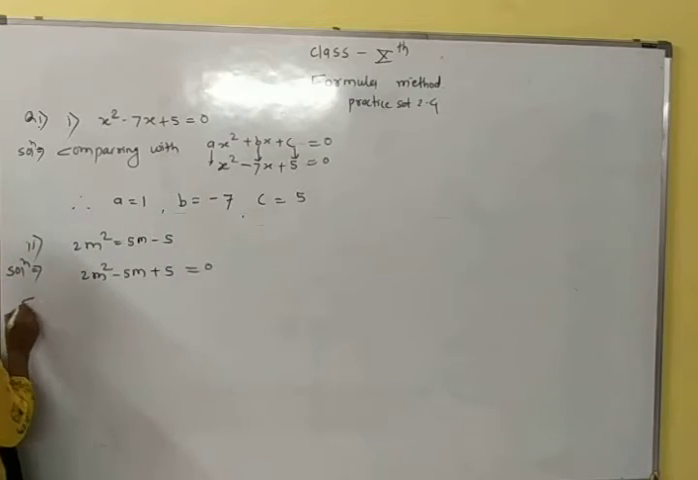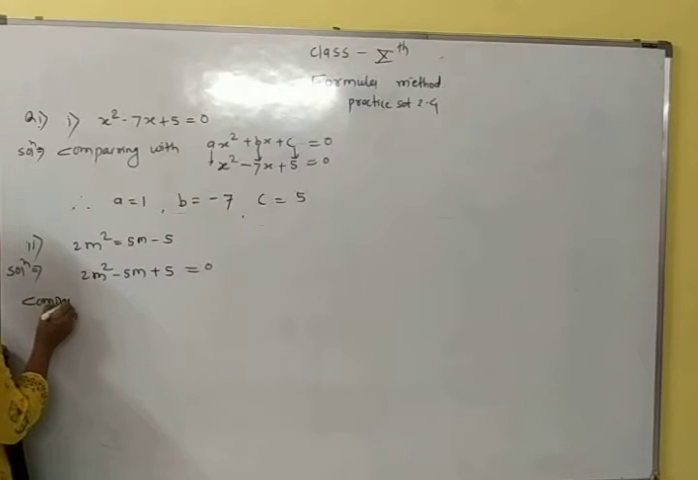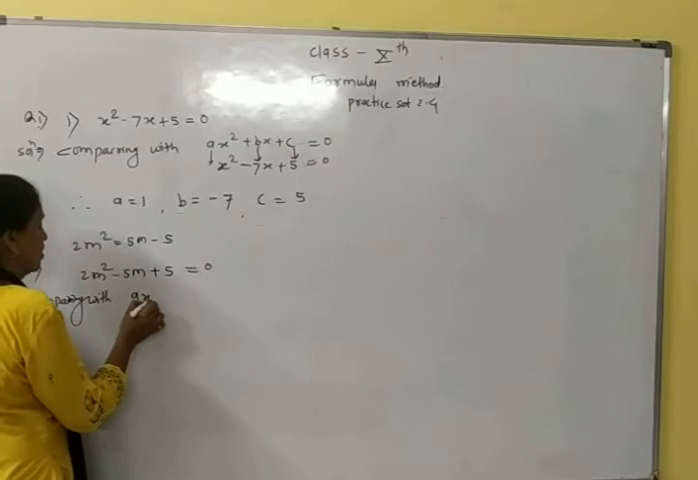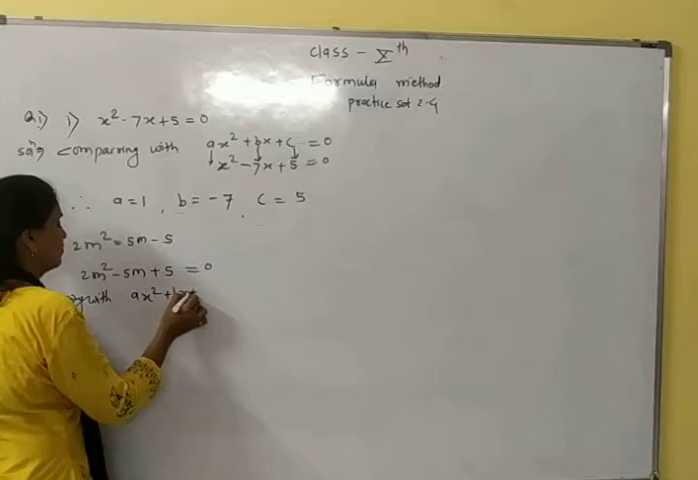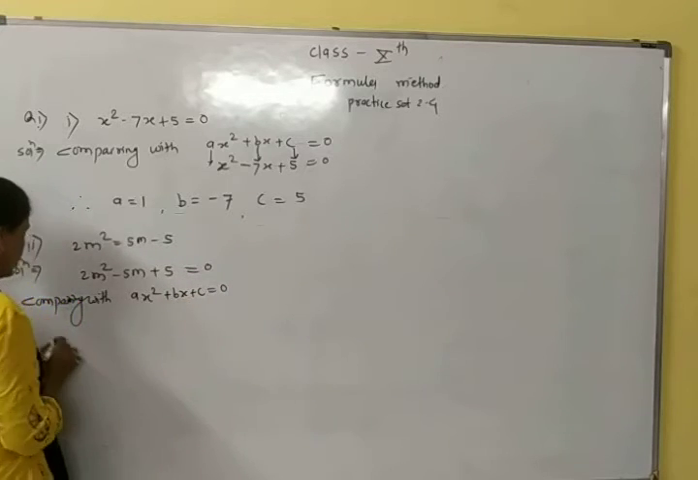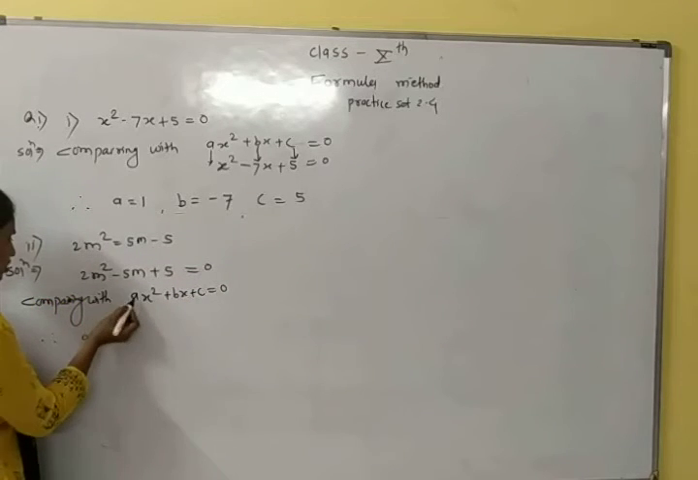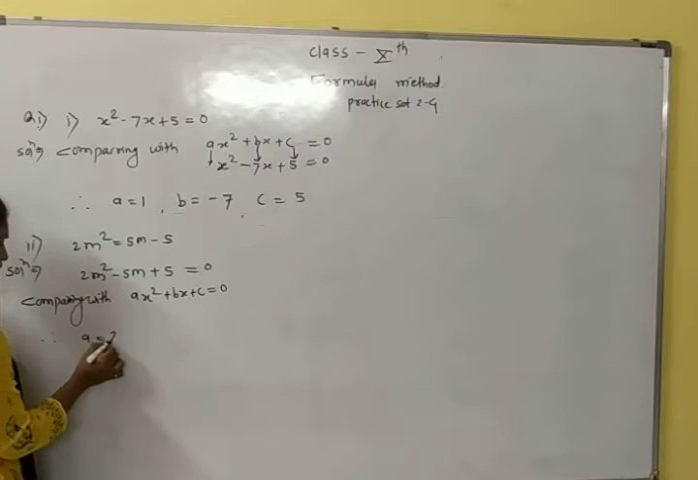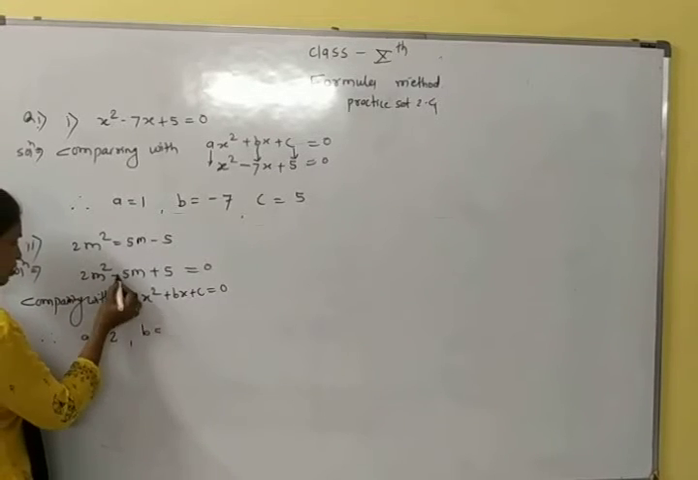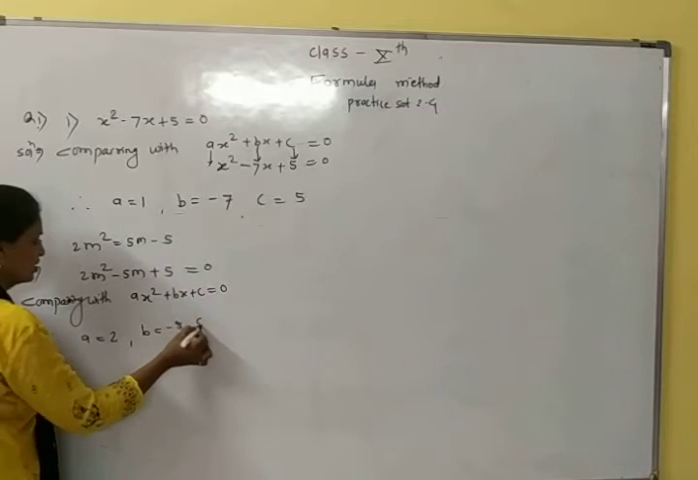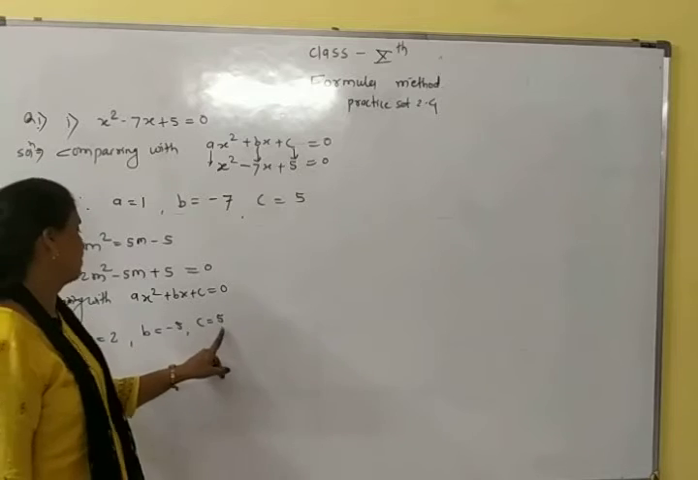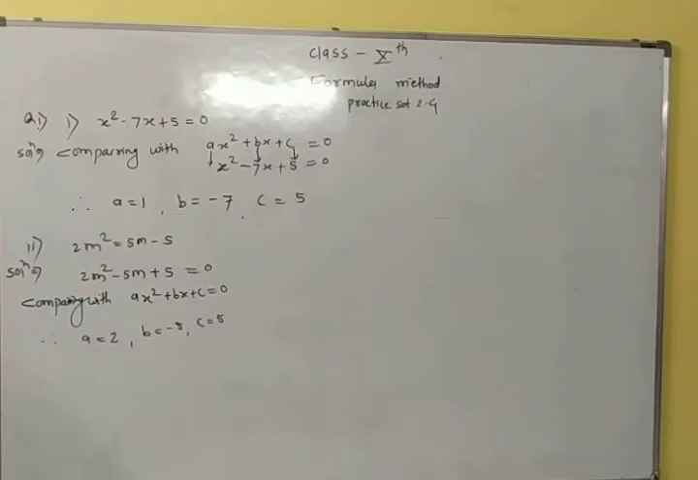Then comparing with ax² + bx + c = 0, a is the coefficient of x², and here the coefficient of m² is 2. So a = 2, b = −5, c = 5 are the values of a, b, c.